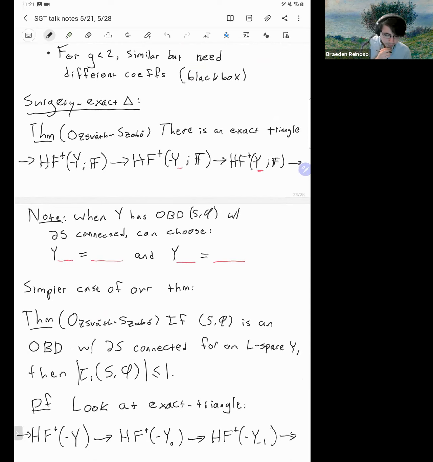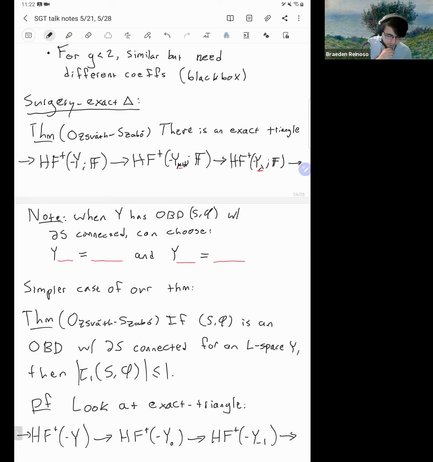So the last tool that we're going to need is a surgery exact triangle. This is the original one written down by Ozsváth and Szabó, which simply tells you that if you look at your ambient manifold, and then your ambient manifold with some different framing, say mu plus lambda, and lambda, then you get an exact triangle along those surgeries. So don't worry too much about those framings. For us, what does that mean?